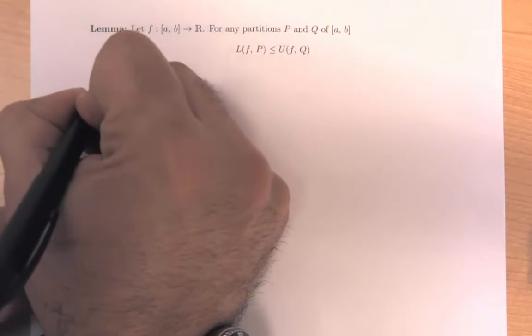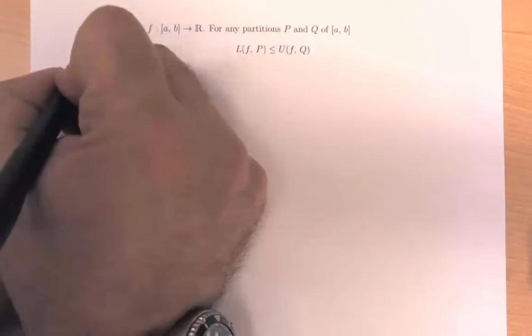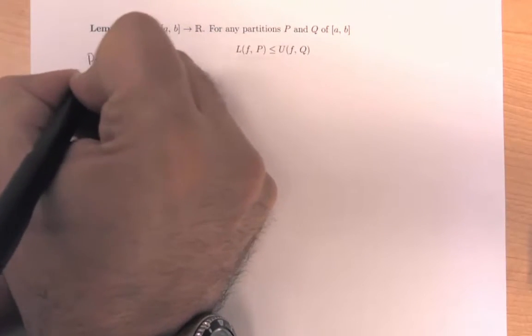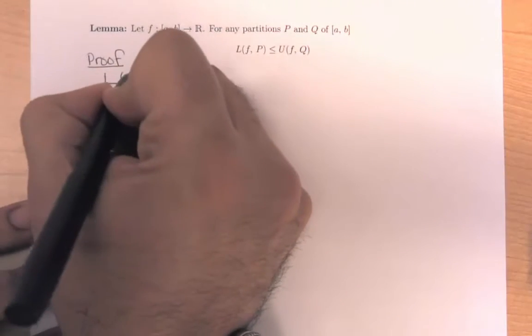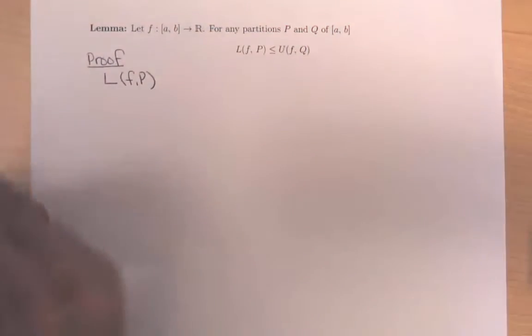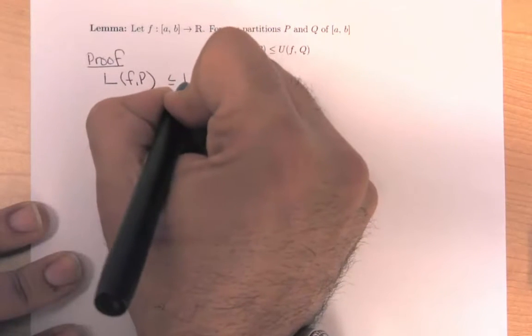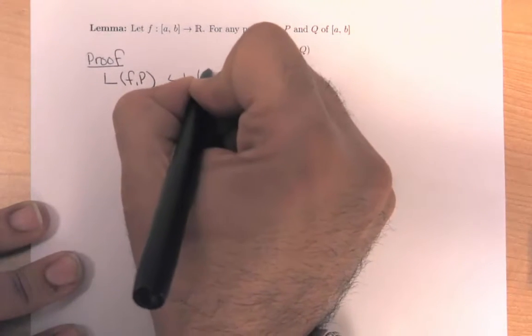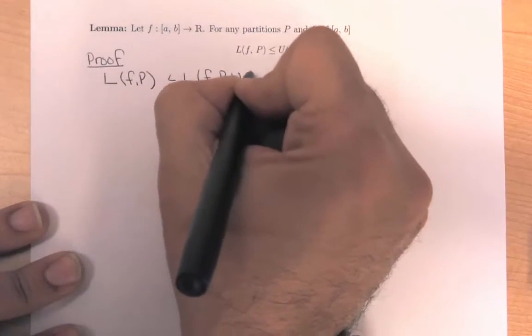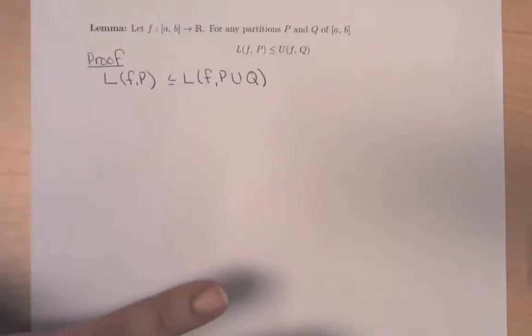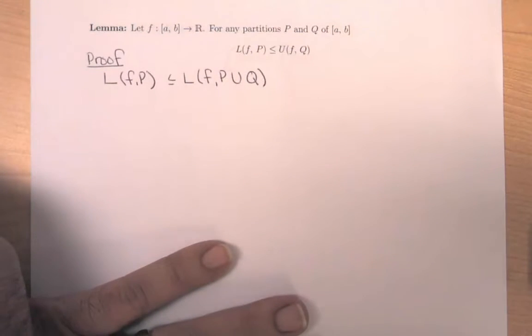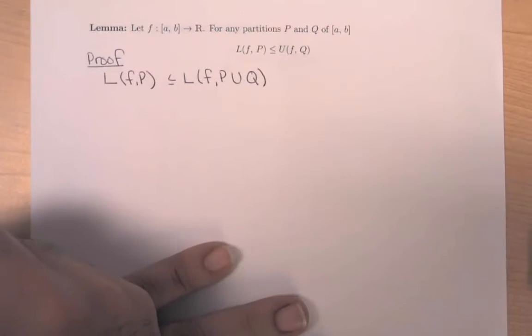Well, we know that the lower sum over P is less than or equal to the lower sum over the partition P union Q. Well, how do I know that that's true? Well, what do I mean by P union Q? Well, remember, P and Q are just a finite set of points. If I put them together, what I have is a refinement of P. And we proved that in the previous lemma, this inequality.